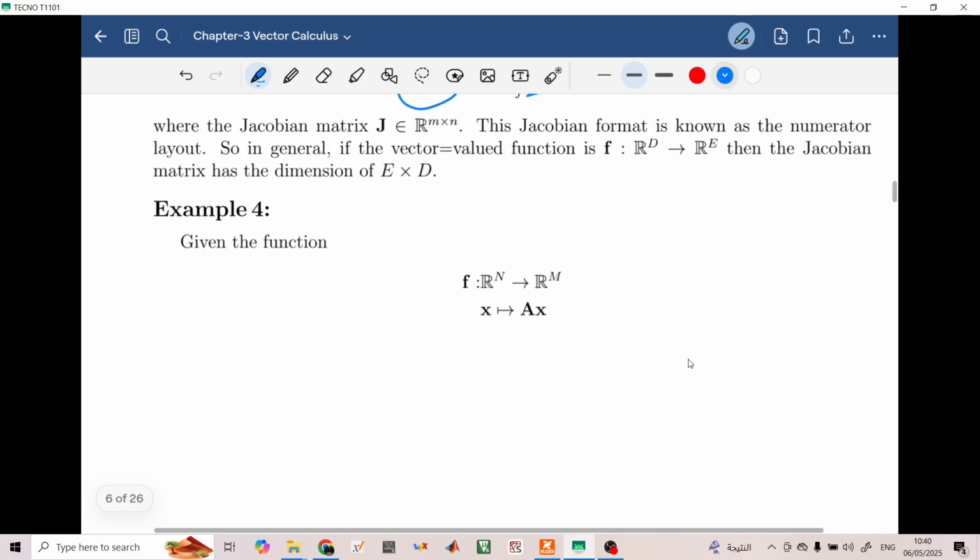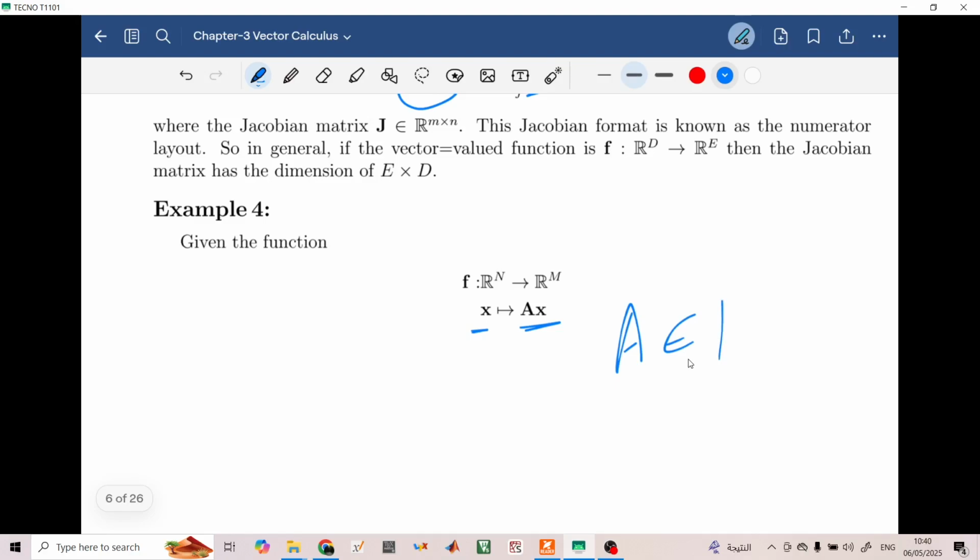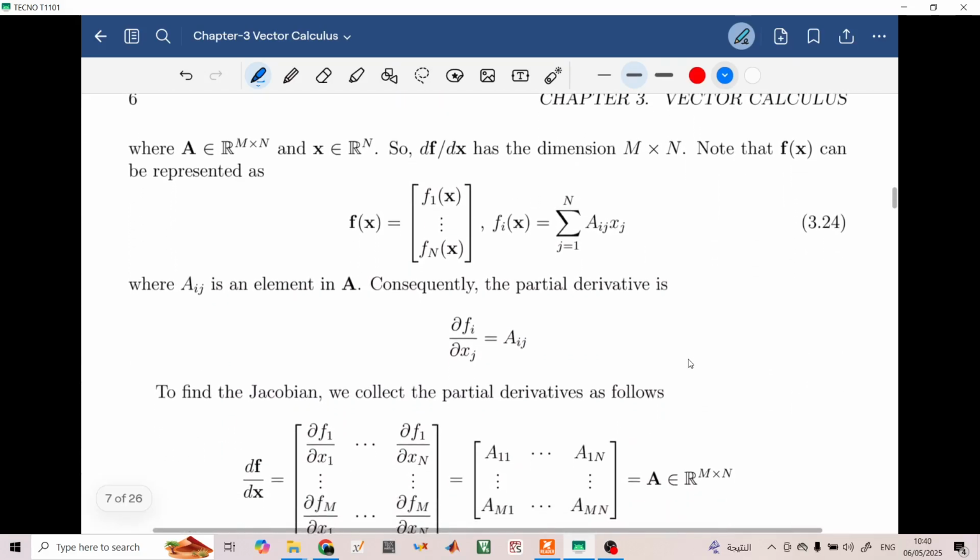Okay, now a simple and important example is the linear function. Let's say that we have a linear mapping. We map x to A times x, and A is simply a matrix. So what is the dimension of A? A belongs to what? Right, it should belong to R^(m times n), right? Okay.